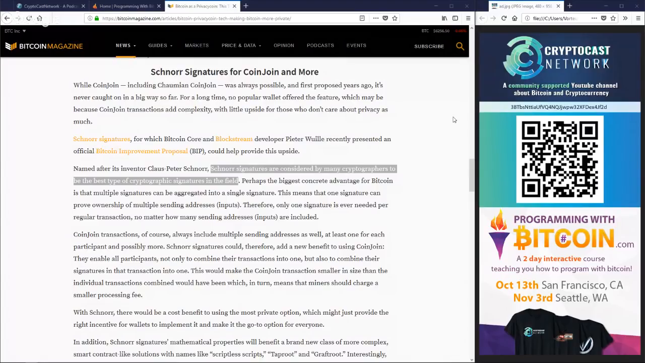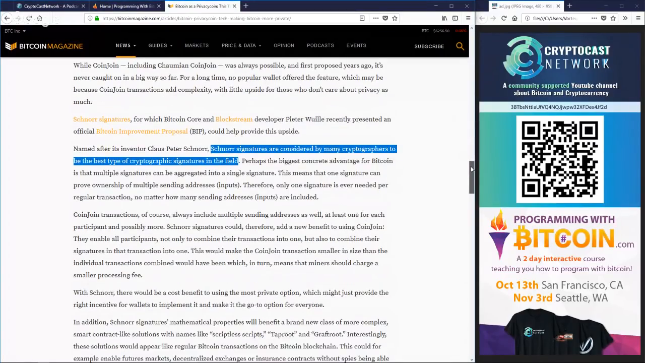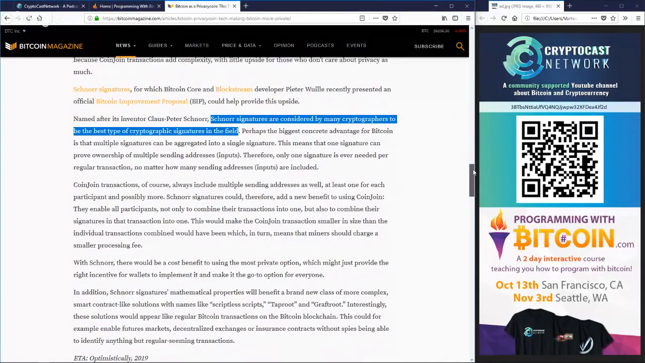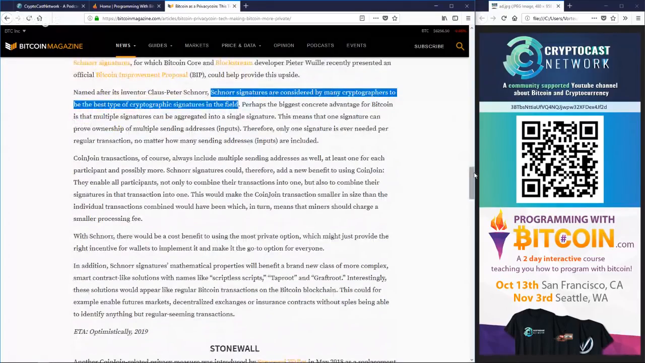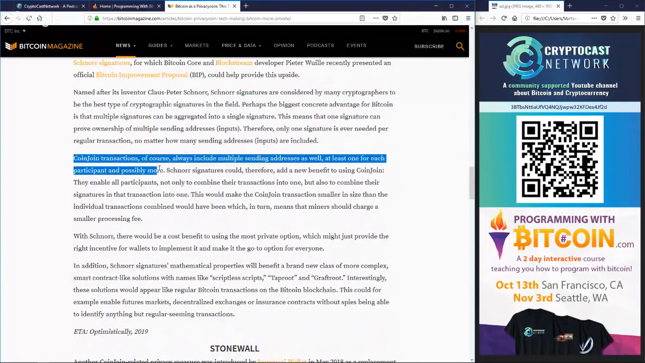With something like Schnorr, if you can combine the signatures in a CoinJoin transaction and therefore make the whole transaction smaller, the whole transaction should be cheaper. Therefore, even users who don't care about their privacy would be incentivized to use a CoinJoin transaction simply because they want to save on fees. That incentive could well lead to wallets implementing this stuff because users are asking for it. Whether that will actually happen, we'll have to see.